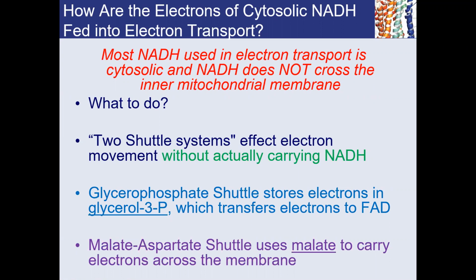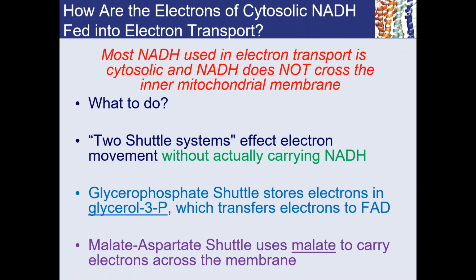Most NADH used in electron transport is cytosolic. Interesting. Therefore, it must be brought into the mitochondrial matrix somehow. Only then can it transfer those electrons to NADH dehydrogenase complex 1, right? And NADH doesn't cross the inner mitochondrial membrane on its own. So that's the trouble. So how do they come from cytosol to mitochondrial matrix?